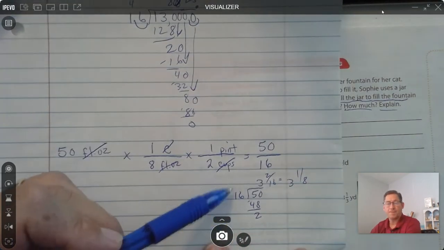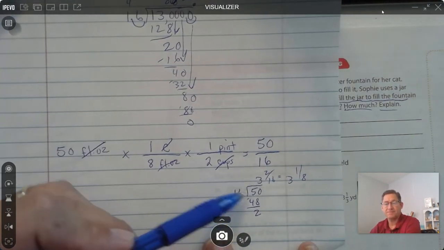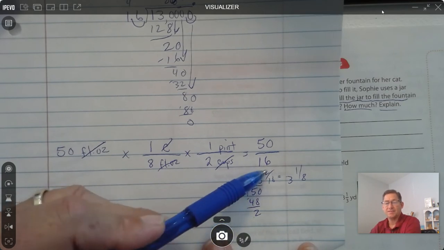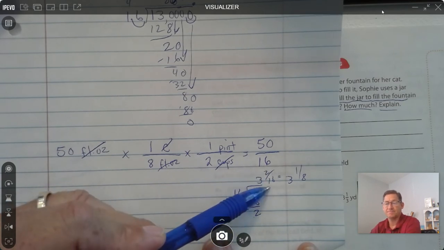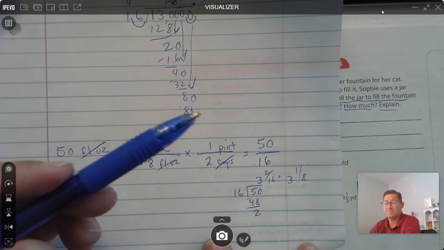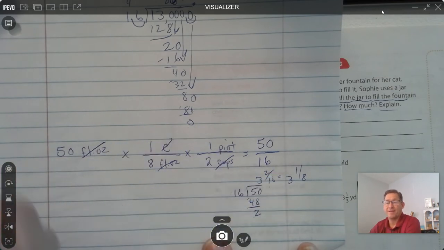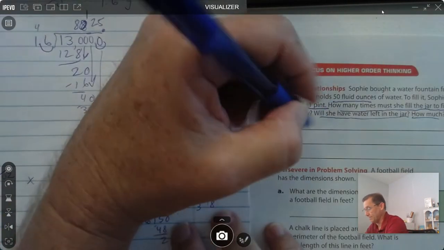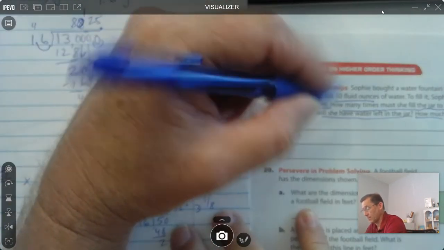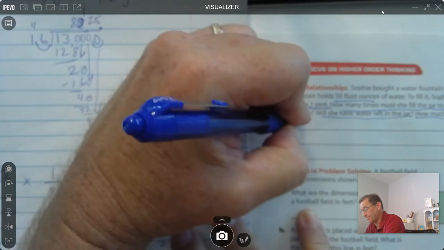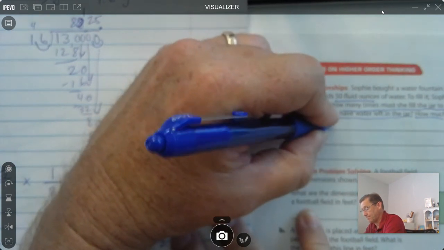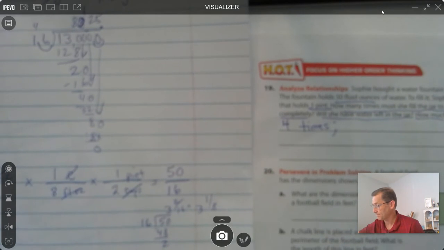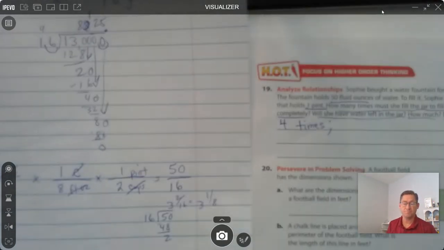Okay, so I can take 3 sixteens from 50, leaving me with a remainder of 2. So 3 and 2/16 times, or 3 and 1/8 times she has to fill it. So she's going to have to fill the jar 4 times. Okay, is she going to have water left in the jar? Yes.